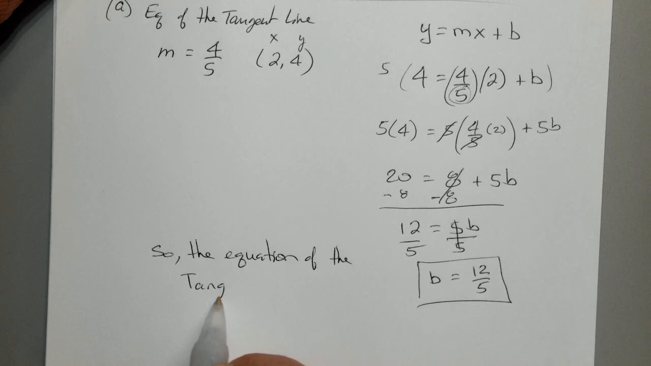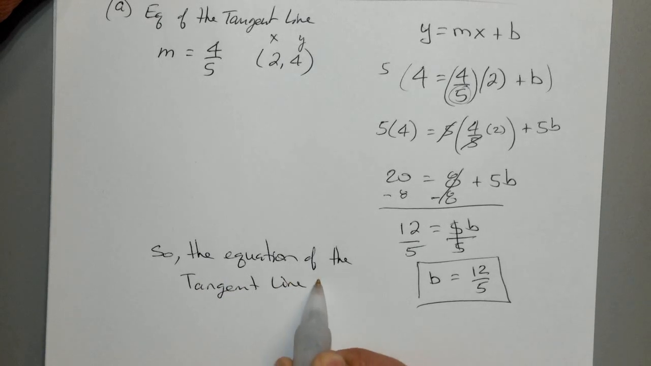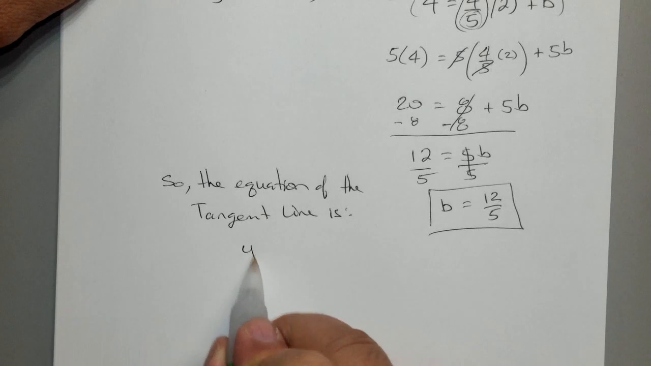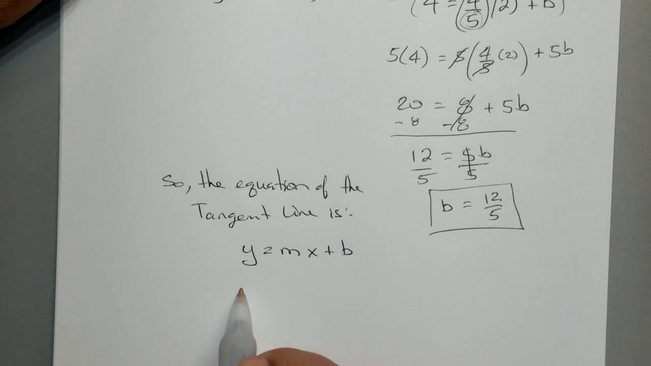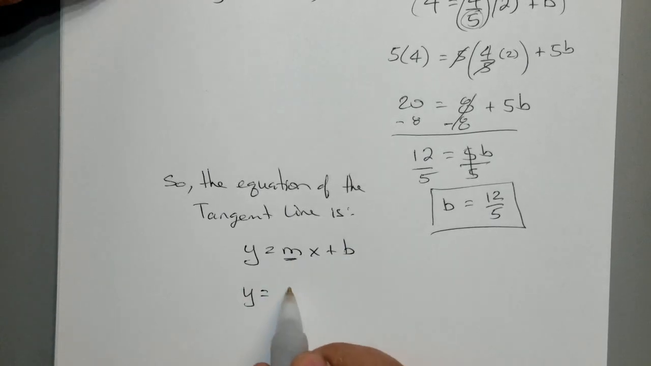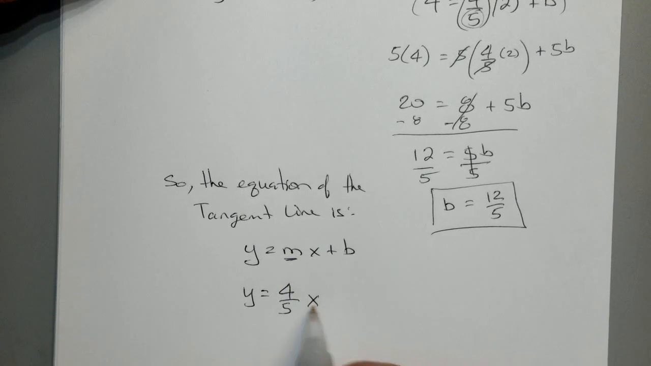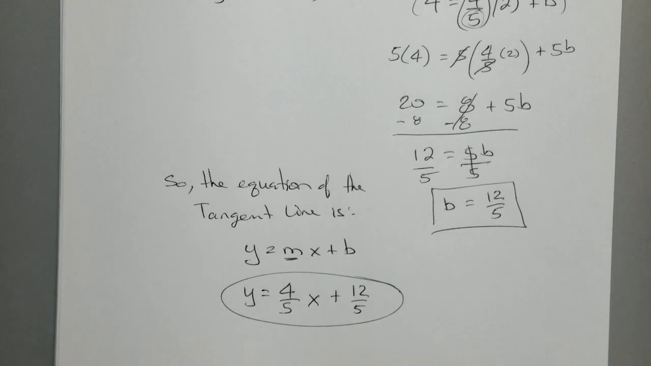So the equation of the tangent line is, what's your slope? 4 over 5. And the y-intercept is 12 over 5. That's to find the equation of the line tangent, because that's what the first derivative gives us. Now we have to find the normal line, the equation of the line normal to the curve at that point.